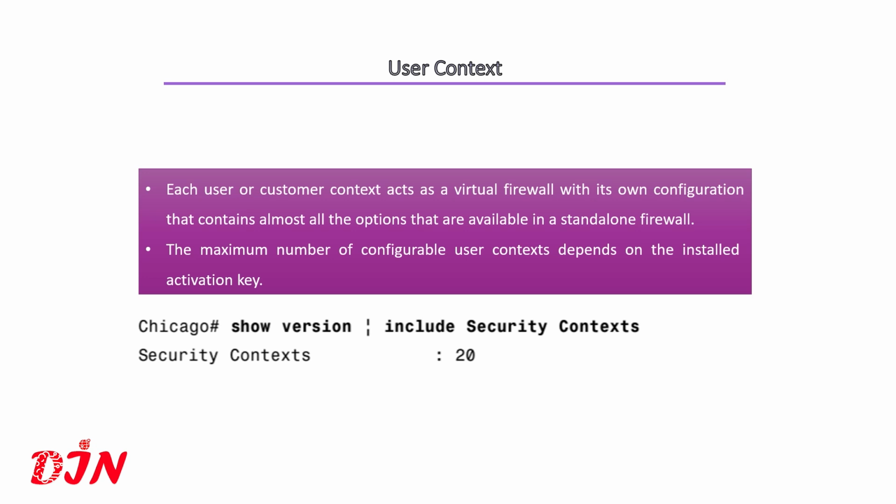The maximum number of configurable user contexts depends on the installed activation key. To find out how many user contexts are allowed on a security appliance, look at the security context information in show version, as shown in the example. In this example, the security appliance can have up to 20 user contexts.